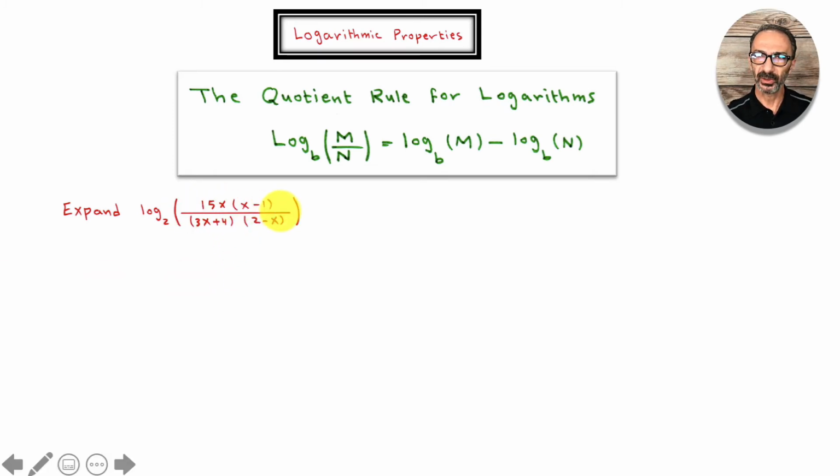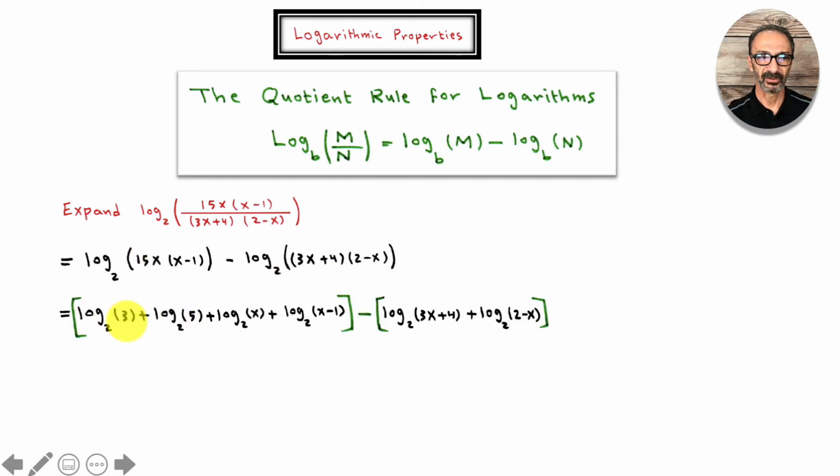Now we have a quotient right here, so I'm gonna apply the quotient rule as it shows right here. Log m, if I refer to this as m and n, this is like my m and this is like my n, so I'm gonna apply it. Then on the left, I'm gonna use the product rule, and on the right side here, I'm gonna use also the product rule. To do that, I'm gonna think about 15x as 3 times 5 times x. Log 3 plus log 5 plus log x plus log x minus 1.